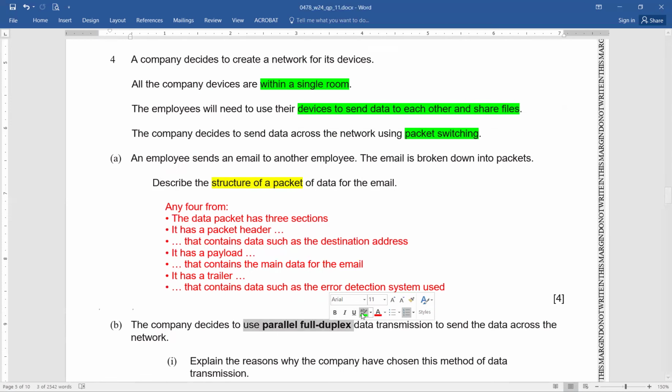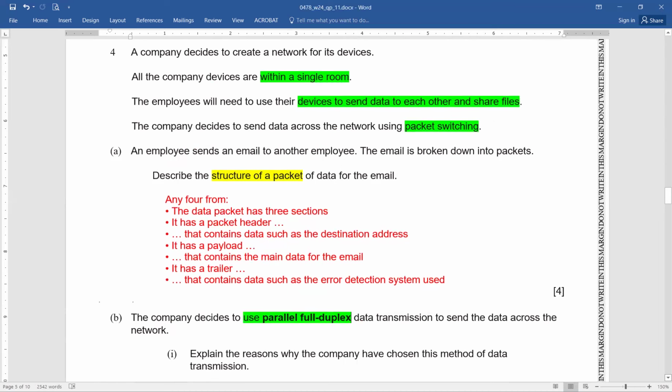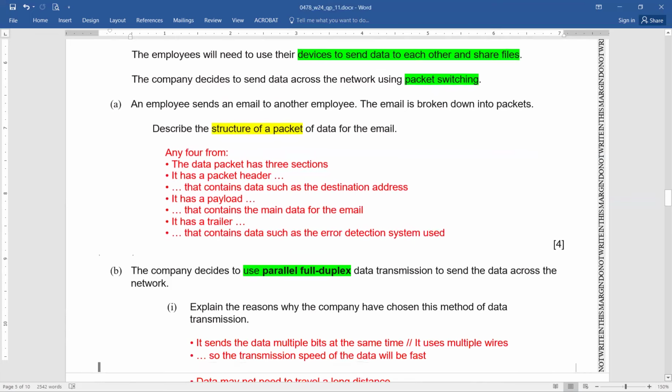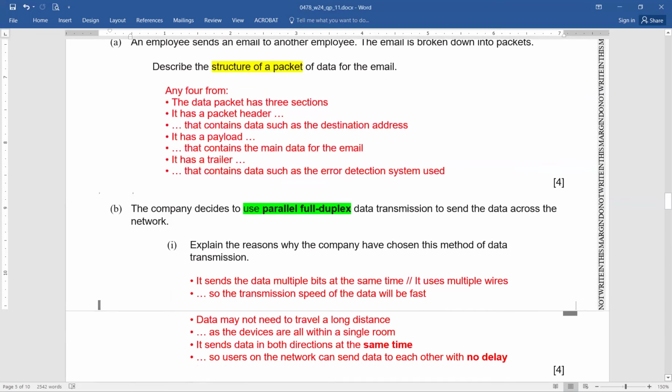Fine. Okay. So we have talked about parallel, we have talked about full duplex, and we can see that all the computer systems, all the devices, are within a small room, within a single room. So it will definitely be okay to use parallel transmission, because again there is very little likelihood of data being skewed. It is for a short distance. Data is not traveling over a long distance. It's in a limited space, within a single room.